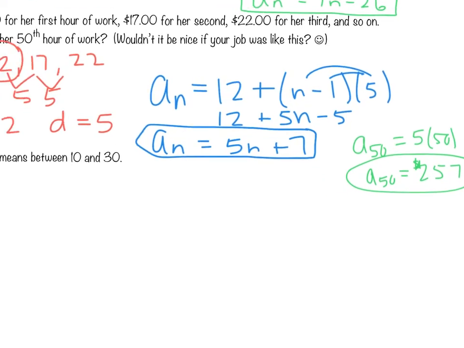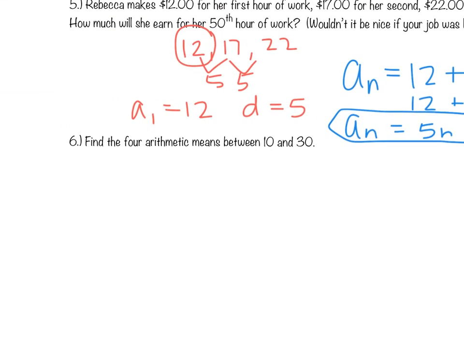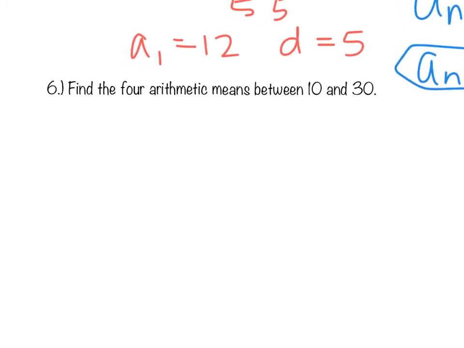All right. And this last one doesn't really fit in here, but it is something that you do need to know. It says find the 4 arithmetic means between 10 and 30. Basically, it's wanting the terms that are in between 10 and 30. It knows one end is 10 and the other end is 30, but it wants the middle terms. So you can write 10 on one end and 30 on the other, and just put 1, 2, 3, 4 blanks.